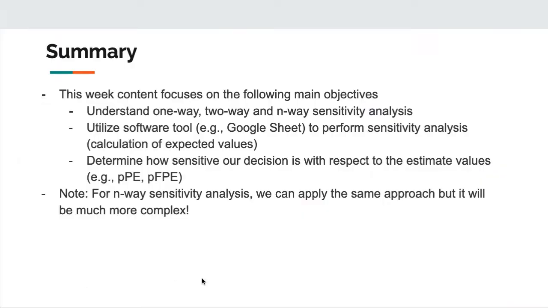All right, so in summary of the content for this week, we focused on the following main objectives: understanding one-way, two-way and n-way sensitivity analysis, and why we need it for the decision-making process. Then we utilized the Google spreadsheet software to perform one-way and two-way sensitivity analysis. Then we determined how sensitive our decision is with respect to the estimated values. Particularly, we interpret whether our final decision is concerning or not based on the reversal point, how far that is compared to the estimated value we used in our calculation for the decision.